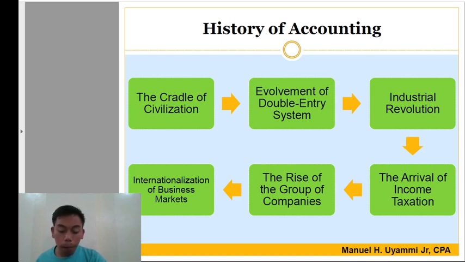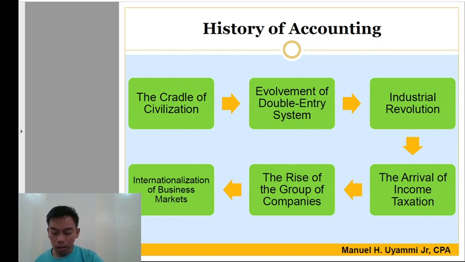So nagkaroon ng depreciation, idea of depreciation na dahil paulit-ulit natin ginagamit yung machine, bumababa ang kanyang efficiency. Therefore, dapat bawasan natin yung halaga ng equipment natin na yun or machine na yun. So, depreciation. Allocation of overhead, also inventory accounting. So, dahil ang dami-daming nagagawa, paano mo bibilangin yung ibebenta natin? So, andun yung inventory accounting. How do we account for the value ng binebenta natin? So, lahat yan nagsimula sa Industrial Revolution.